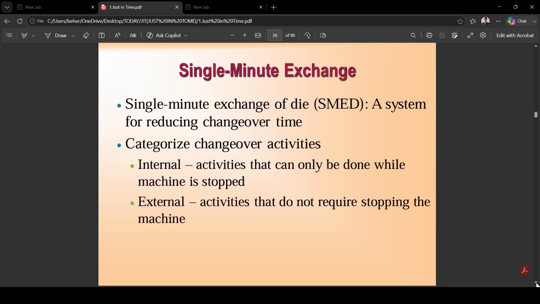Single minute exchange of die, a system for reducing changeover time. Categorize changeover activities: internal activities that can only be done while the machine is stopped, and external activities that do not require stopping the machine.